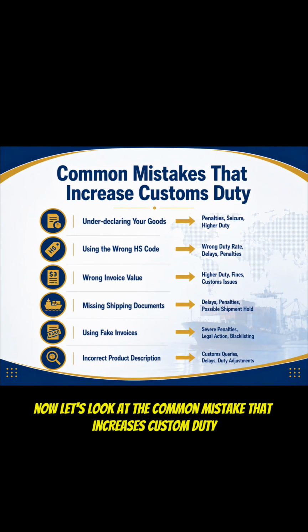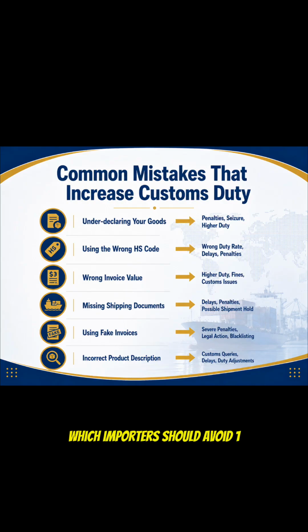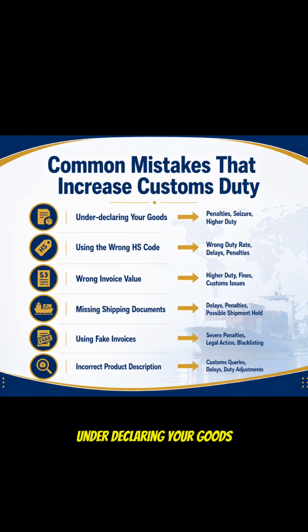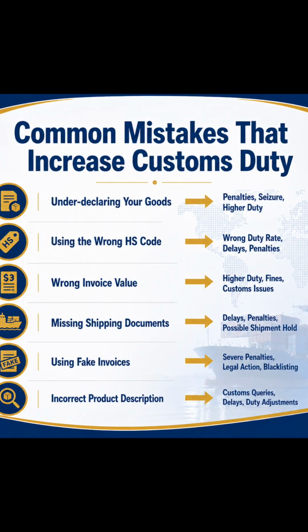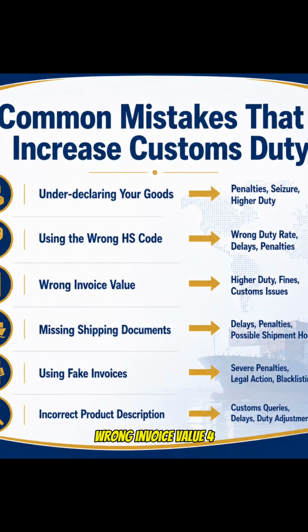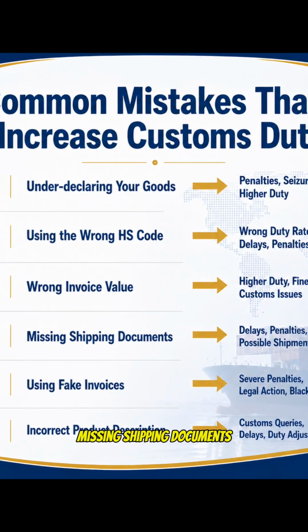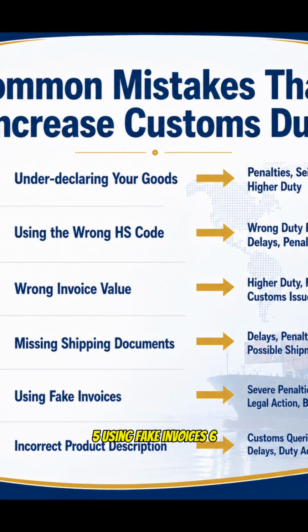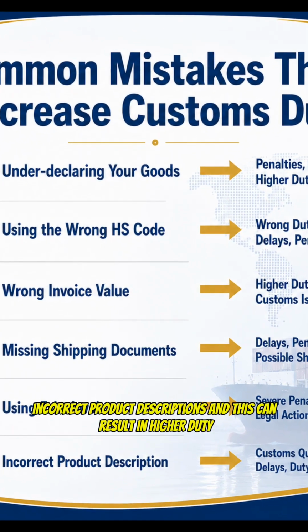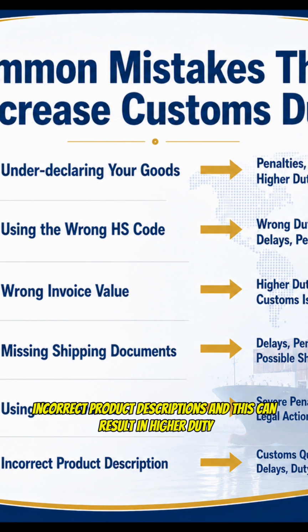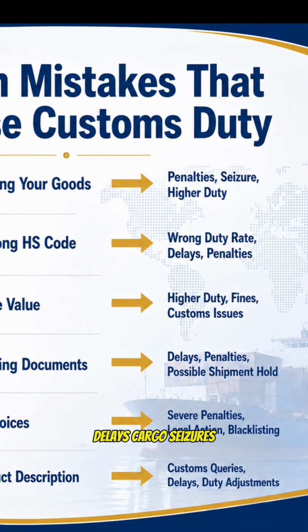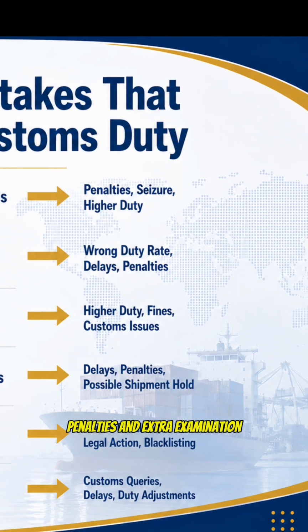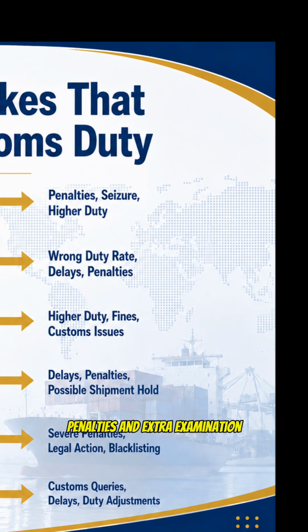Now, let's look at the common mistakes that increase customs duty, which importers should avoid. 1. Under declaring your goods. 2. Using the wrong HS code. 3. Wrong invoice value. 4. Missing shipping documents. 5. Using fake invoices. 6. Incorrect product descriptions. And this can result in higher duty, delays, cargo seizures, penalties, and extra examination.